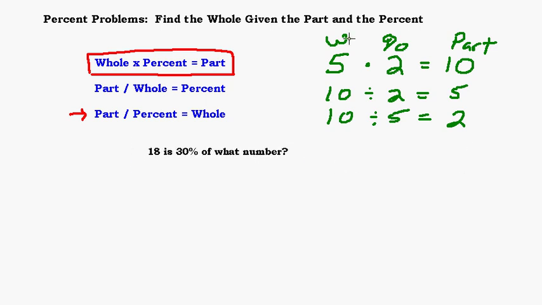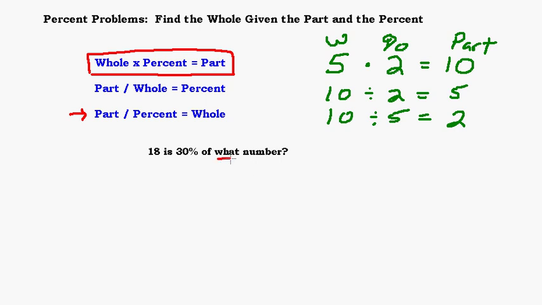18 is 30% of what number? In these type of problems, the first thing you want to do is identify what is the whole, what is the percent, what is the part, or what am I missing? You're going to be missing one of those three things. We certainly can tell which one is the percent because it has a percent sign after it. So we know the percent in this example. And the question says 18 is 30% of what number? This is what we're trying to find.